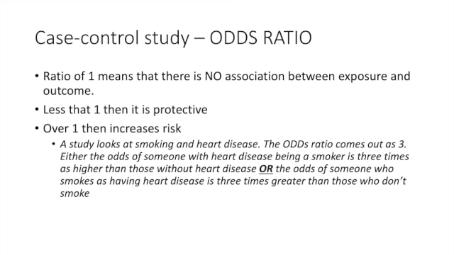So let's take an example. A study looks at smoking and heart disease. The odds ratio comes out as 3. Now, you can interpret this in 2 ways. Either the odds of someone with heart disease being a smoker is 3 times as high as those without heart disease, or the odds of someone who smokes having heart disease is 3 times greater than those who don't smoke. Okay, so again, we are unable to draw causation from this study.